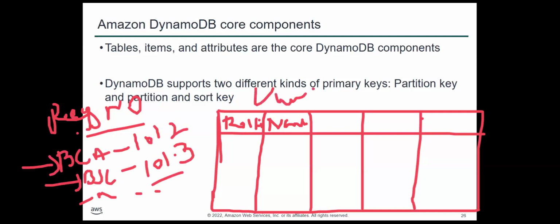Now, how will they write this roll number? First, they will arrange the names in alphabetical order. Then they will assign the roll numbers 101, 102, 103, 104, like that. Now, what is the plus point of having this roll number? Another thing is arranging the names into alphabetical order.